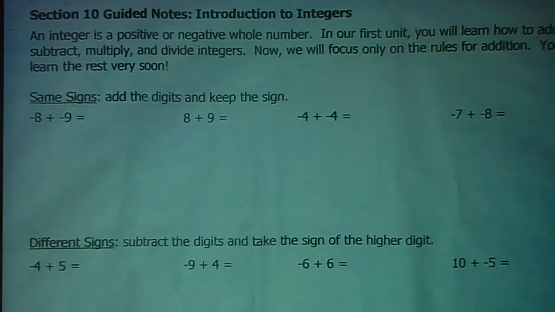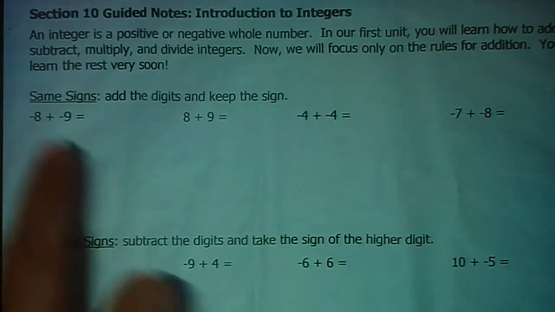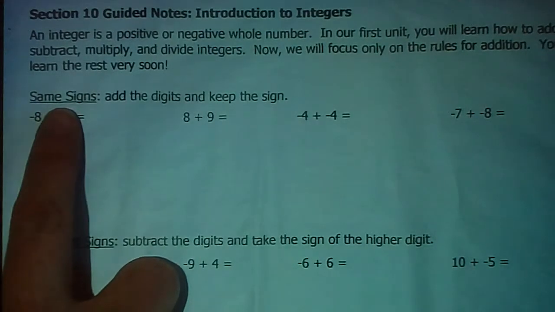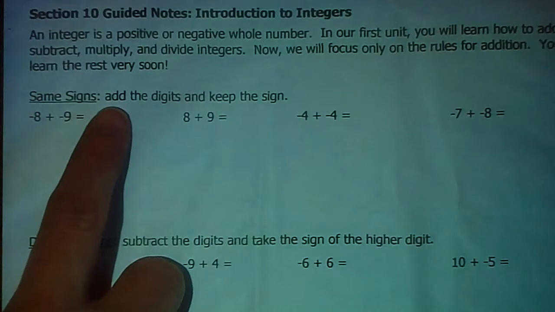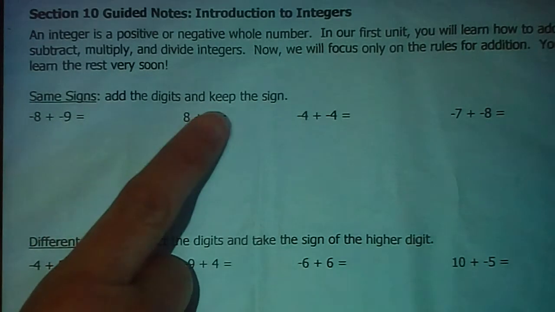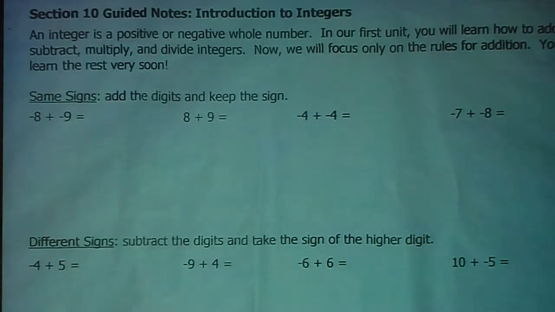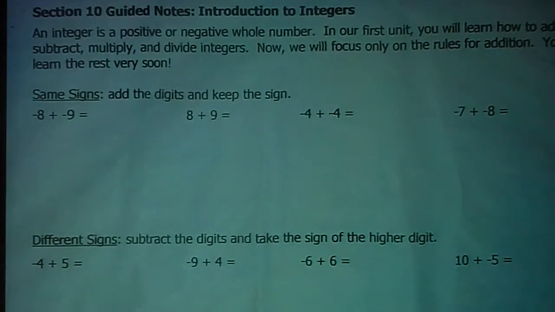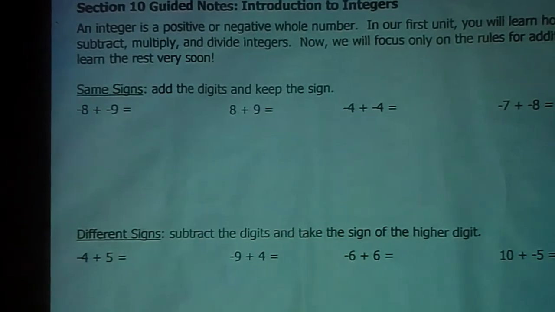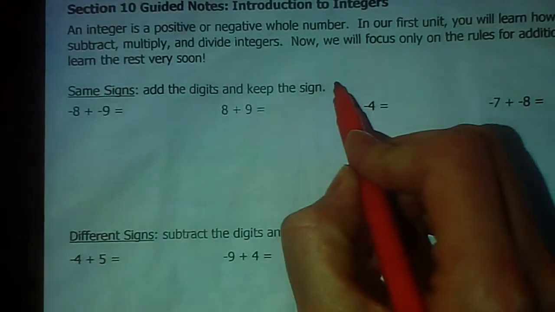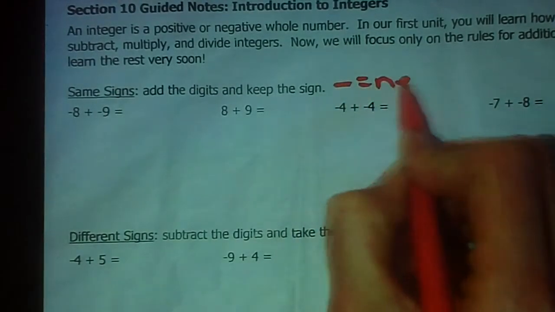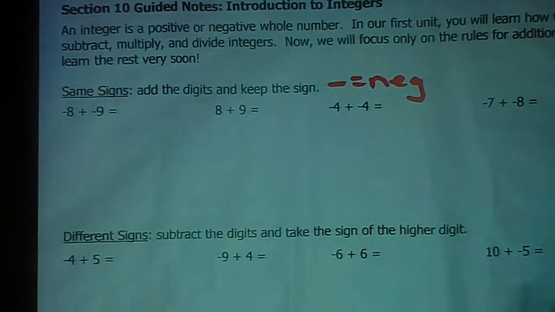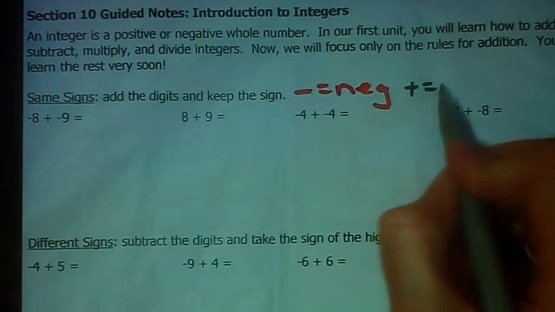There's 2 rules for addition. The first rule is when both of your numbers have the same sign, meaning they're both positive or they're both negative. In which case, you're going to just add the digits together and keep the sign the way it is. So, for this particular section, I'm going to use 2 colors. I'm going to have red representing negatives and green representing positives.